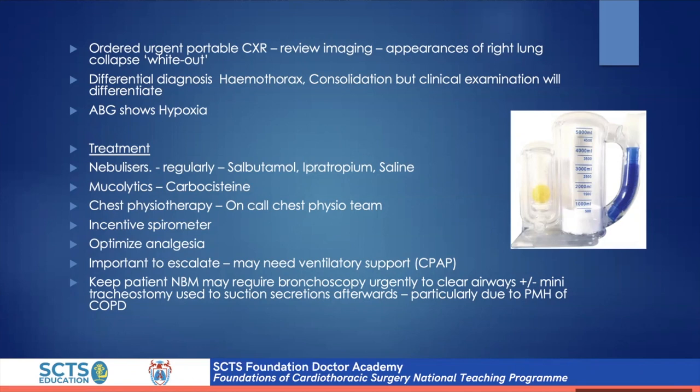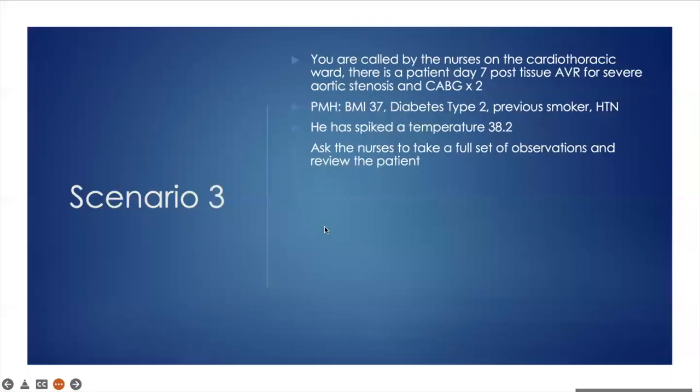And it's obviously important, as we said, to escalate. This patient should be kept nil by mouth, to arrange for a bronchoscopy to clear the airways. He may need some ventilator support, some CPAP as well, which could also help. But doing the bronchoscopy and preparing for that would be very useful. They may even put a mini tracheostomy in to help after the bronchoscopy to help clear his secretions as well after that, particularly because of the known past medical history that he's got. So that was scenario two.